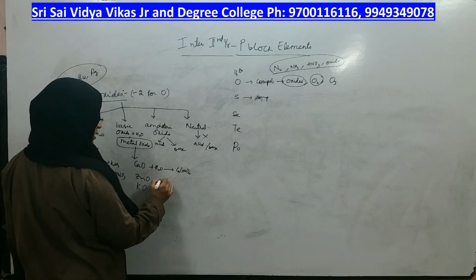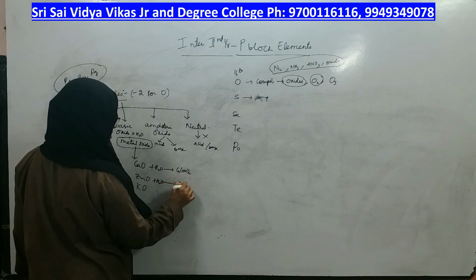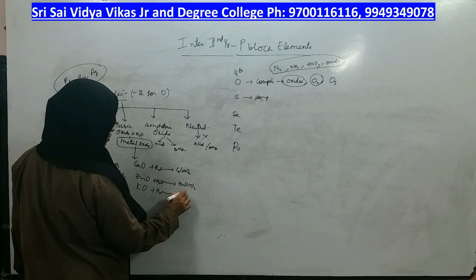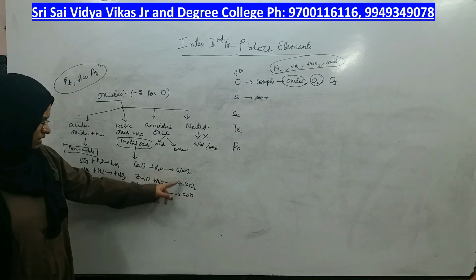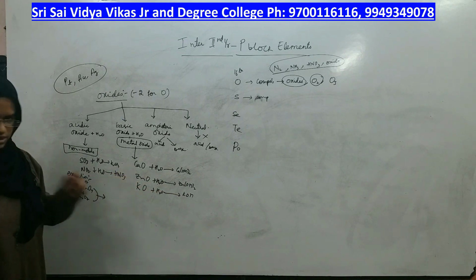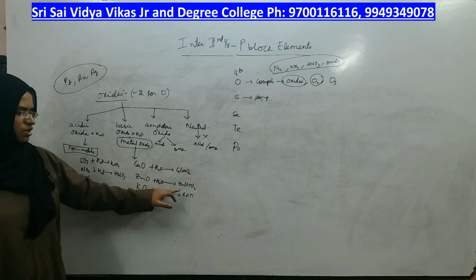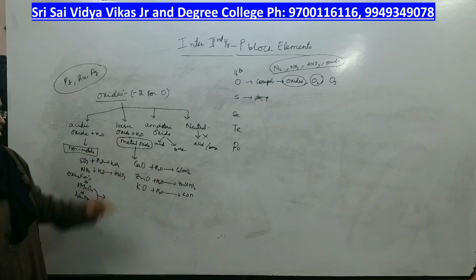Zinc oxide reacts with water to give you what? Zinc hydroxide, that is also a base. Potassium oxide reacts with water to give you potassium hydroxide, that is also a base. Are they having metal? Yes. Metal oxides react with water to give a base. So general rule is metal oxides are basic in nature.